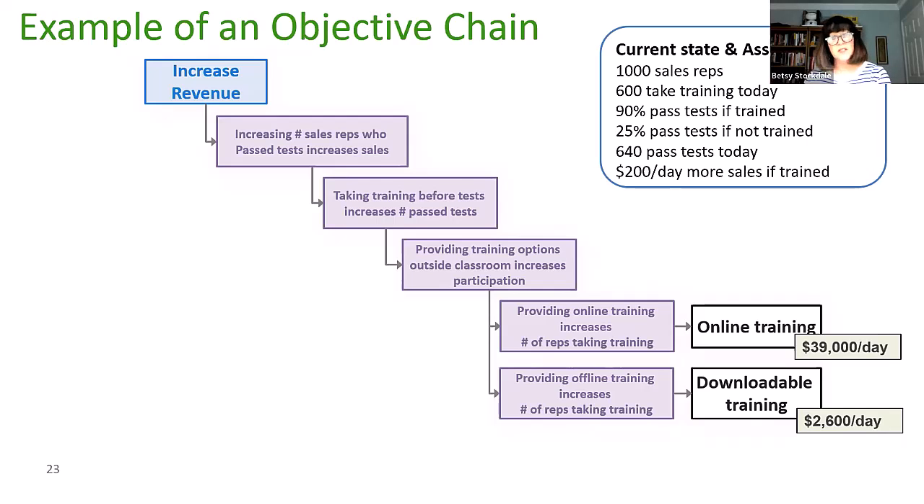So if we're looking at these two features, both are offering a positive return on investment, which one should we focus on first? Should we focus on the one that's going to provide $39,000 a day in new revenue, or the one that's only going to provide $2,600? Hopefully that's a clear answer for y'all. Now, I'm not saying we're not going to do the downloadable training. It's just we're going to focus on the online training first. Let's get that bigger bang for the buck done. We're going to use all of our resources to accomplish that first, and then we'll move on to the next one, and hopefully we'll get that done as well. But if we don't, that's okay.